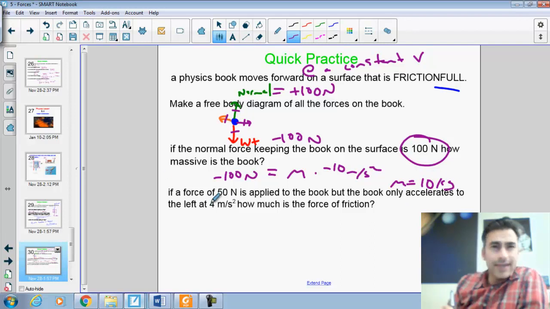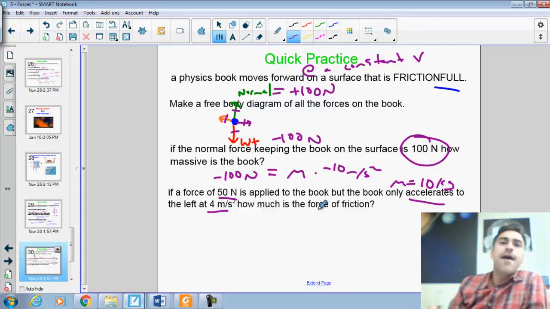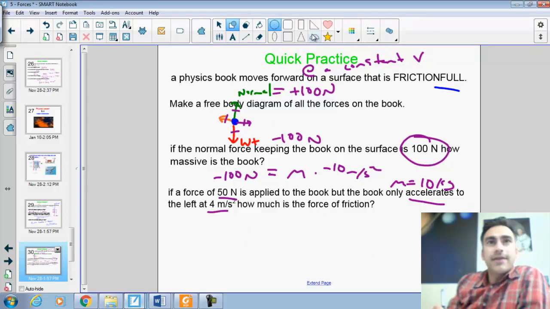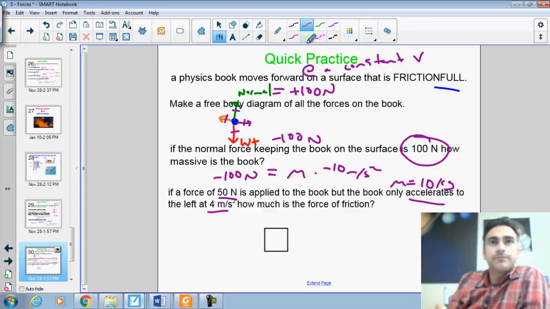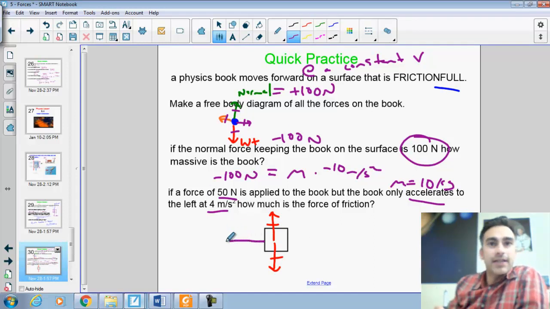If a force of 50 newtons is applied to the book, but the book only accelerates to the left at 4 meters per second squared, how much then is the force of friction? So let's draw this out. We still have the force of gravity going down. We still have normal force going up. Those should balance each other out. But now we have this force being applied to the book, and it's moving to the left. Since it's going left, that's negative 50 newtons.